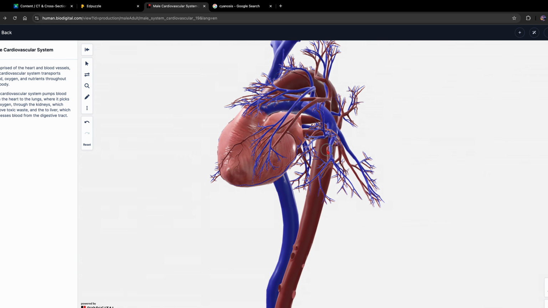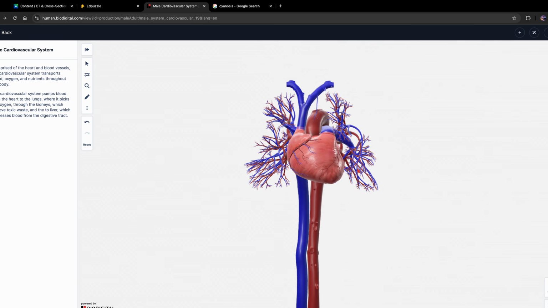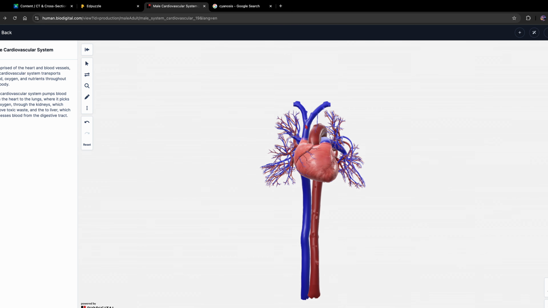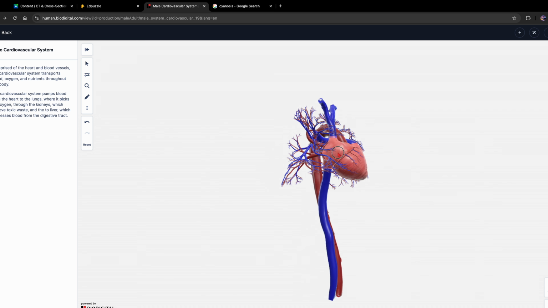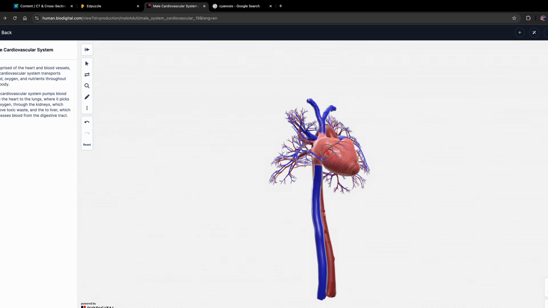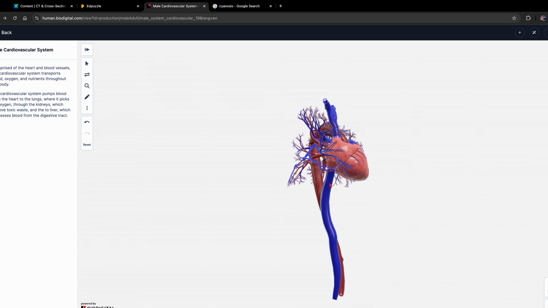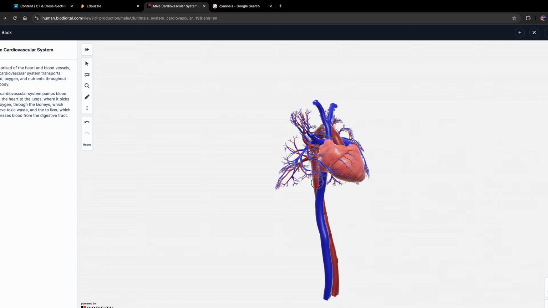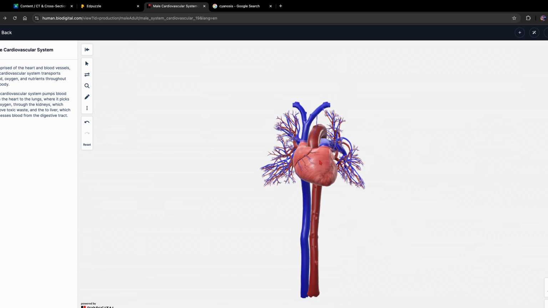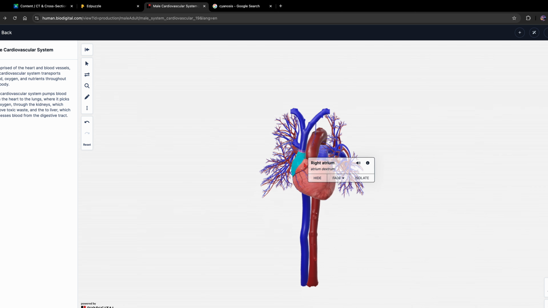And then let me make this smaller again. So going up, I mentioned that this is the SVC, or superior vena cava, and that returns blood from everything above the heart. And the inferior vena cava, it stands to reason that it's returning blood from every part of the body below the heart. But they're both dumping into the right atrium, right?